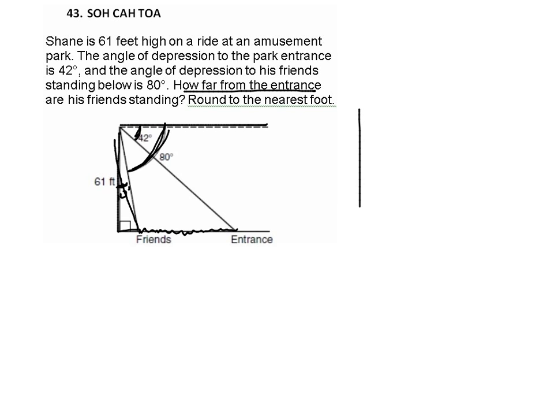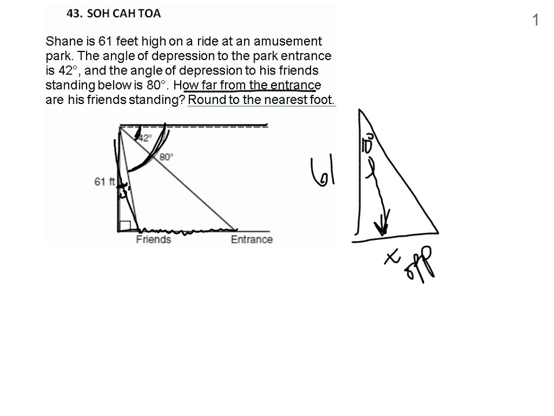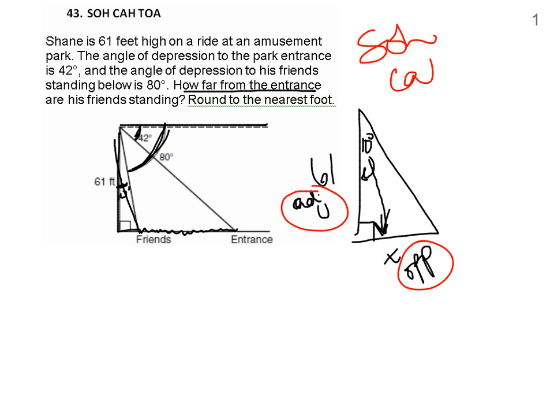And here, I'm going to redraw it over here. This is 61, this is 10 degrees, and we're trying to find this right here, which we'll call x. Well, x is opposite the angle, so it's the opposite. And this is adjacent. It's definitely not the hypotenuse because it's not across from the right angle. So we know the thing that deals with opposite and adjacent is tangent, based on SOHCAHTOA. There's opposite, there's adjacent, TOA, tangent.